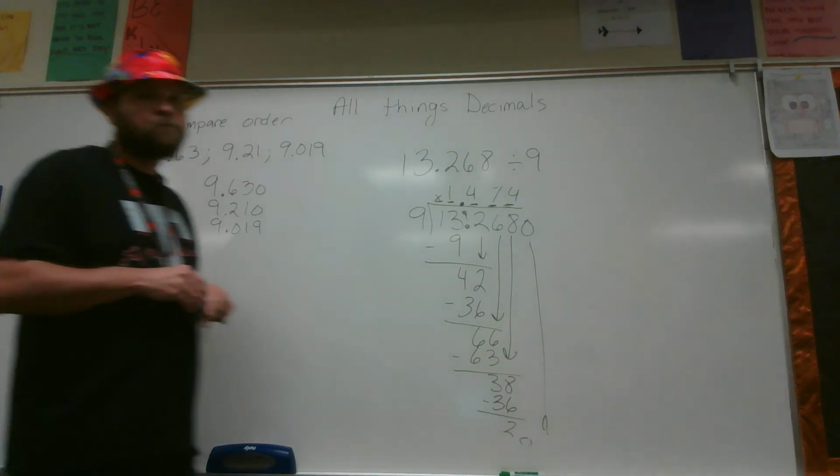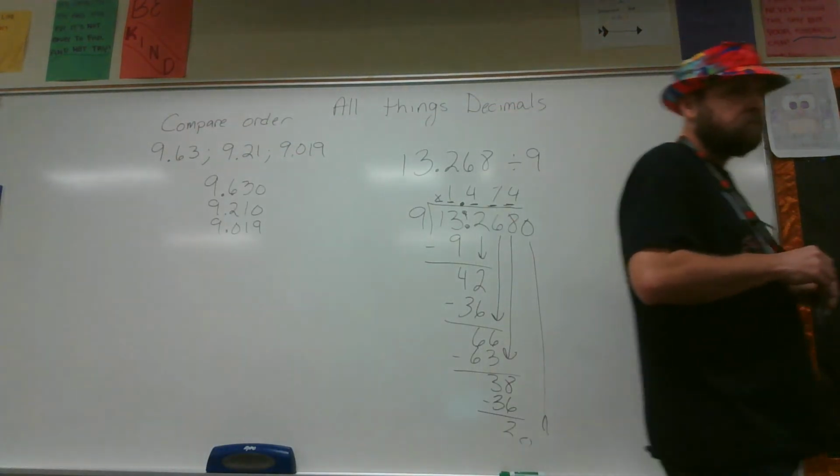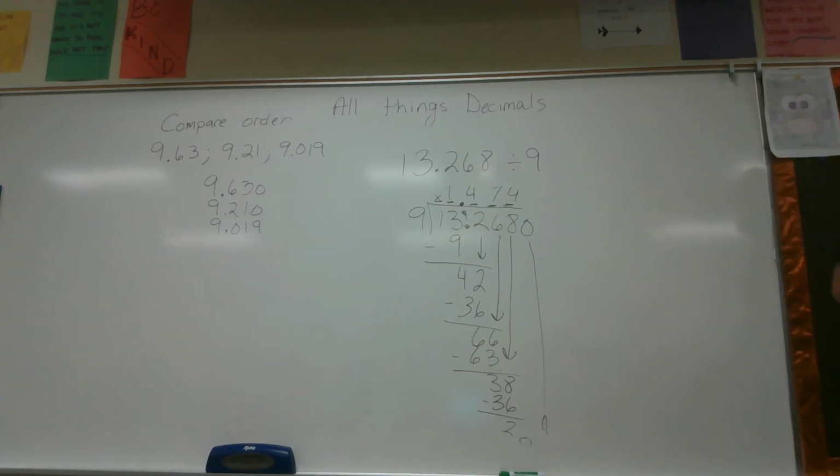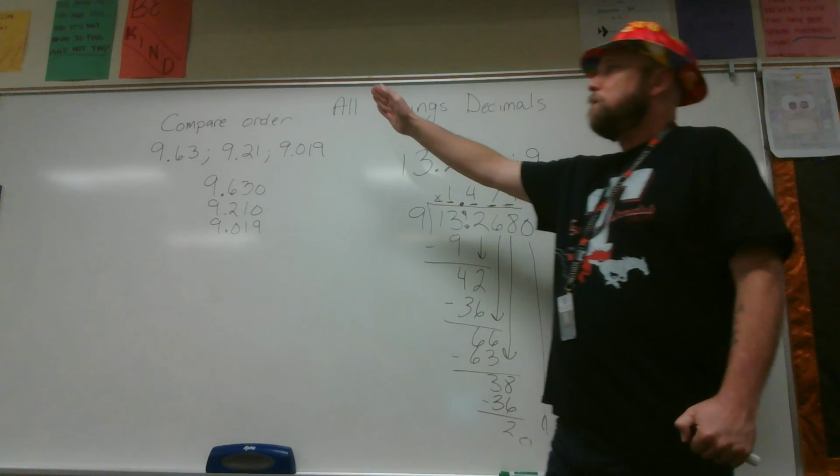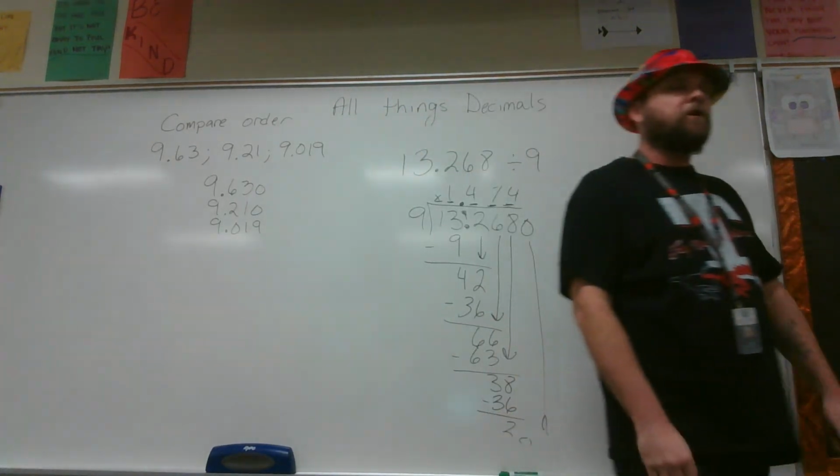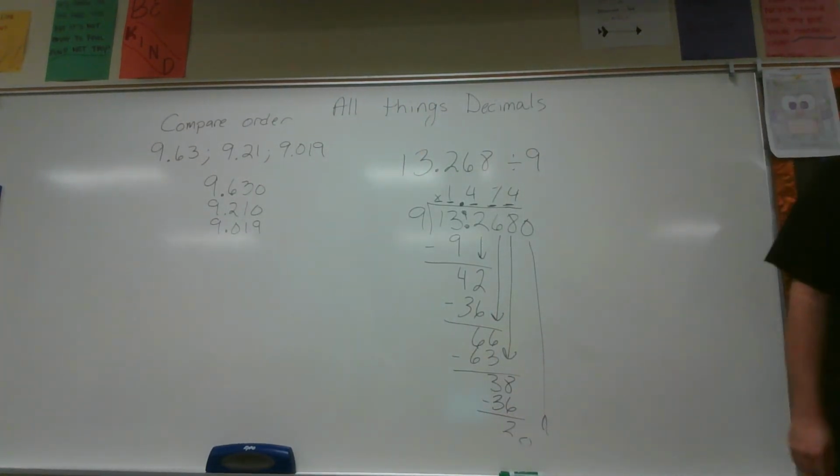Gregory, I think under the compare order, you should put least to greatest. Or greatest to least. Yeah, it doesn't matter. I'm just showing you the process, how you line up the decimal points, put in your placeholders if you need to.